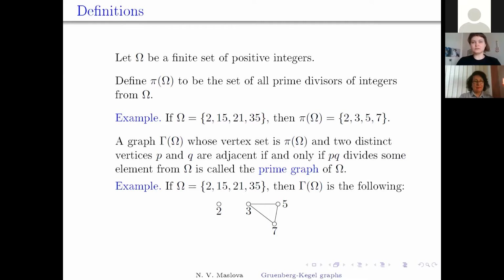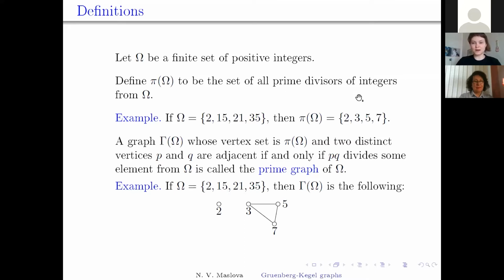First of all, there is a common construction of so-called prime graphs on sets of integers. Take some finite set of integers, and by the prime spectrum of this set, we define the set of all prime divisors of the elements of our set of integers. For example, if we take the set of integers omega: 2, 15, 21, and 35, then its prime spectrum is 2, 3, 5, and 7.